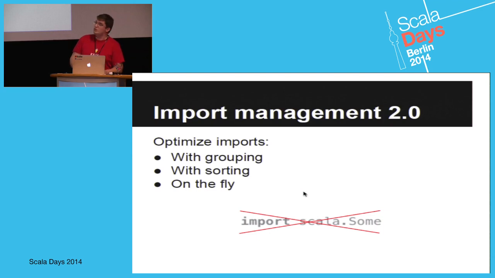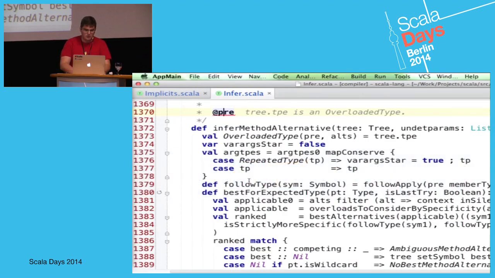And also, we implemented a better optimize imports feature, which includes lexicographical sorting and grouping. A very cool feature is optimizing on the fly, so you just don't need to think about import management at all. It's folded, you don't think about it, and everything works okay. So I'll show you one more example.